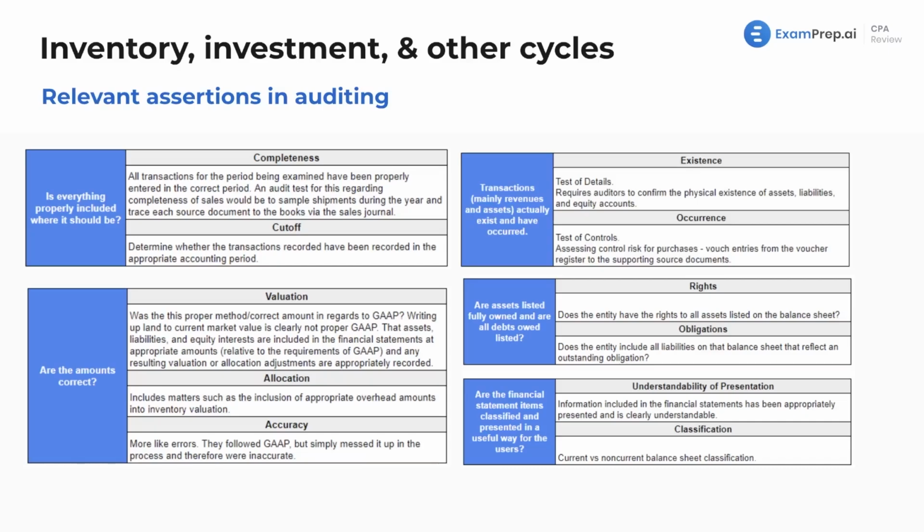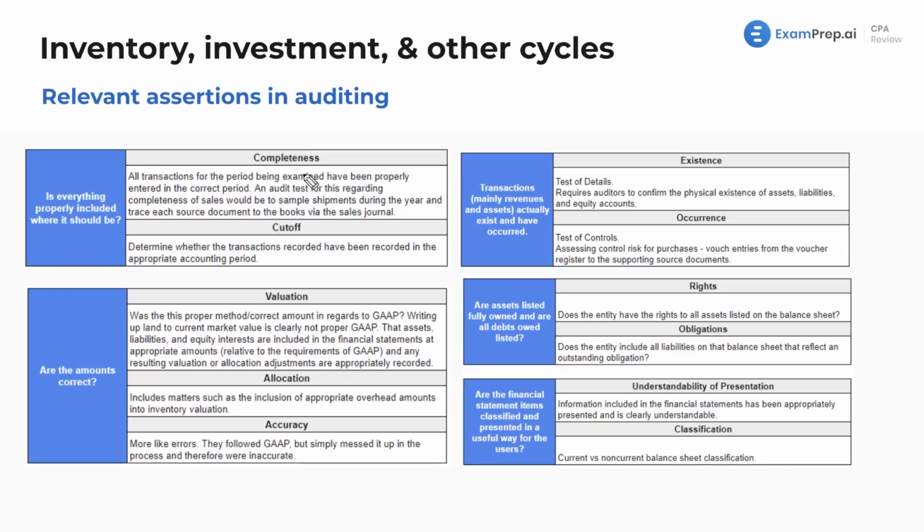Here are our relevant assertions in auditing, and we're going to think about these in our new cycle mentality, where now we're dealing with inventory, investments, PP&E, financing, everything like that. So is everything properly included where it should be? We've got completeness and cutoff.